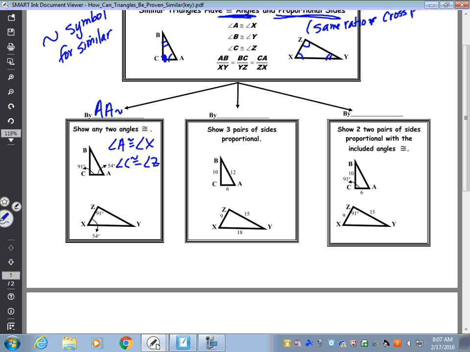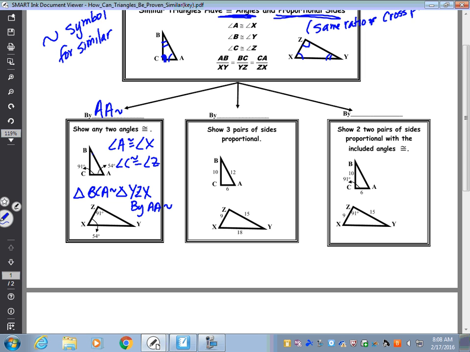So then I could write my similarity statement. I could say triangle BCA is similar to triangle YZX by angle-angle similarity. Also, make sure you know the corresponding parts go together. If I start with B, the one I didn't have an angle for, I have to start with Y. The reason you can do angle-angle similarity is the third angle theorem: if two angles are congruent to two angles of another triangle, then the third is also congruent. So I only need two.